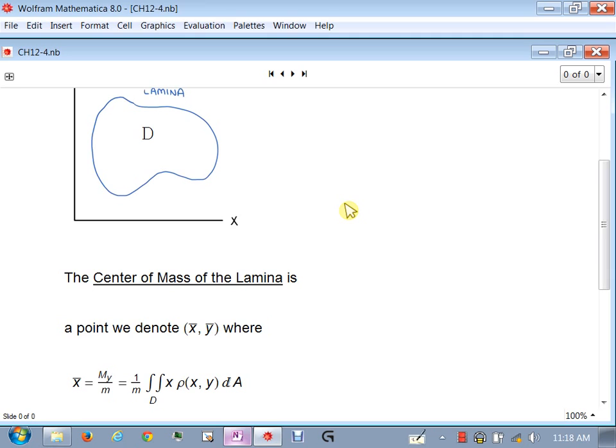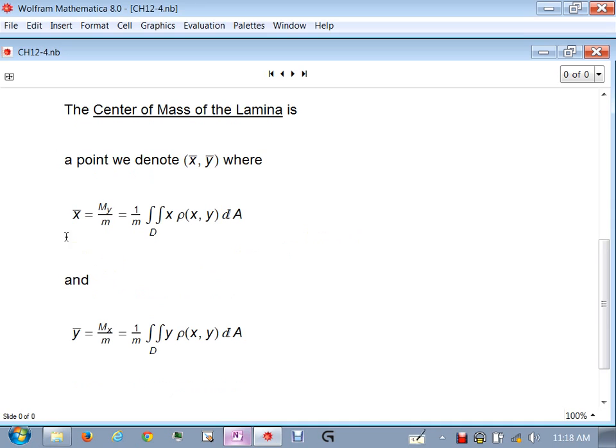Yes, and we can find the actual coordinates, we call them x bar and y bar, of where that center of mass is. Now in Cal 2 you probably did this, but when you do it in Cal 2 you assume that the lamina is homogeneous. You don't assume that the density changes throughout the lamina. Here we can actually have a varying or variable density and still find a center of mass.